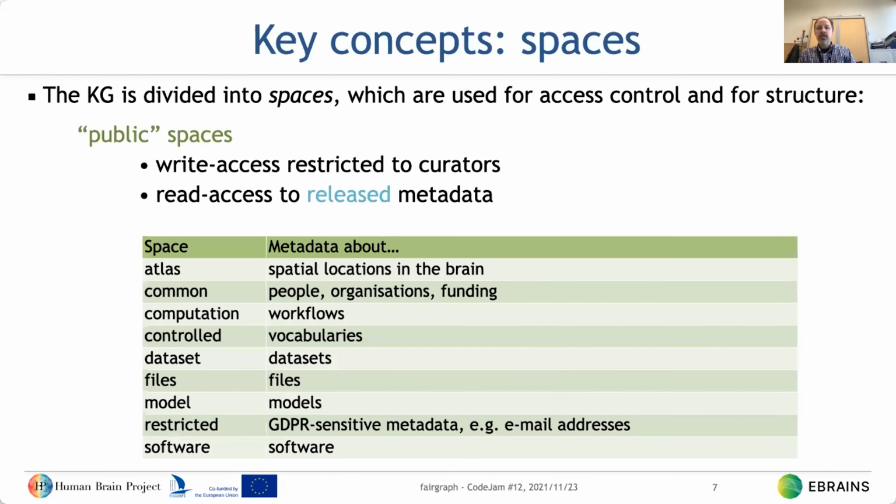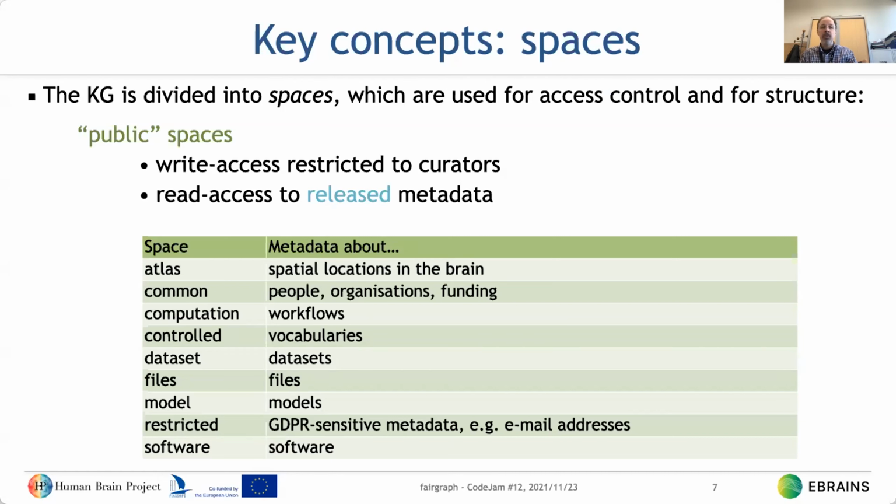The second concept to understand is spaces. The knowledge graph is divided into different spaces, which are used for access control and just to give more structure to the knowledge graph. There are a number of public spaces. Here, only curators can write to these spaces. Anyone can read from these spaces if it's released metadata.